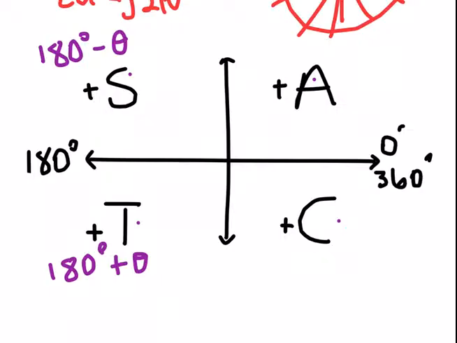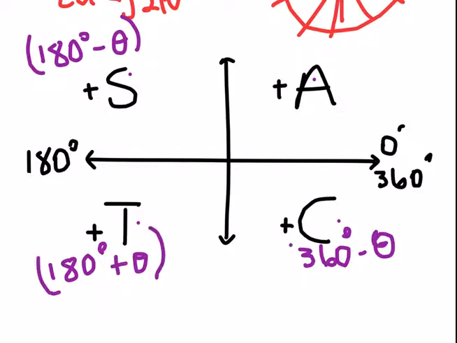For example, 180 plus 2 is 182. It falls in the third quadrant. Then the ones falling under the fourth quadrant will obviously be 360 degrees minus. So 360 degrees minus an angle will take you into this quadrant. So trust me when I say this topic is not that complicated. It just needs you to pay attention, maximum attention.